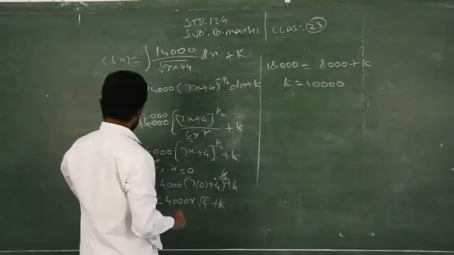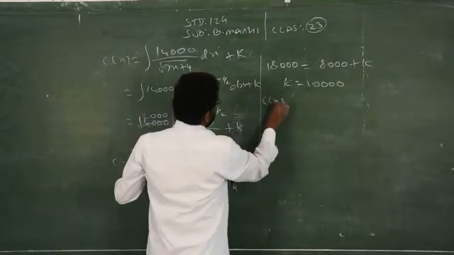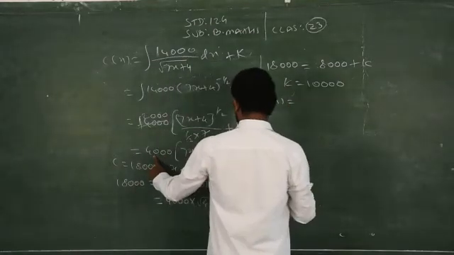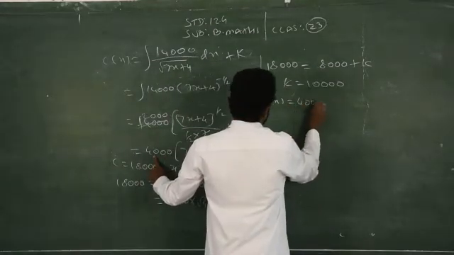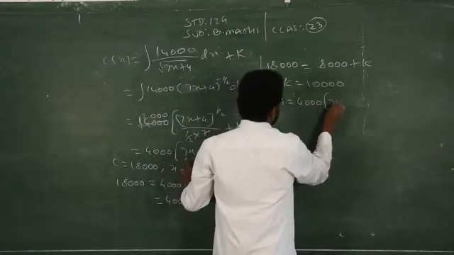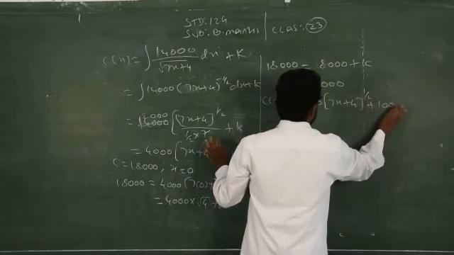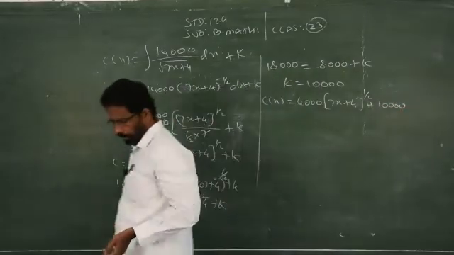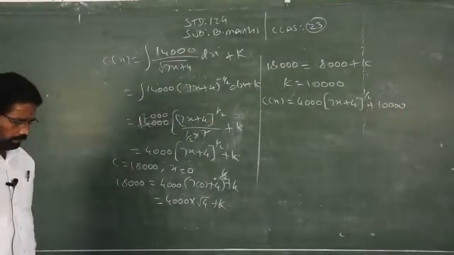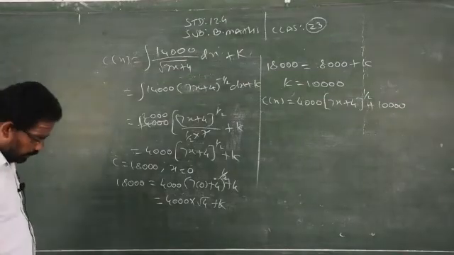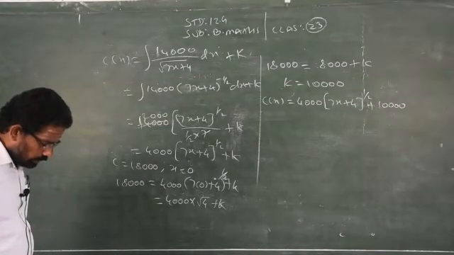Then you have to replace. The cost function is equal to 4,000 into (7x plus 4) whole to the power 1 by 2 plus 10,000. Clear? So don't replace k straight away by the fixed cost. You will get wrong answers.